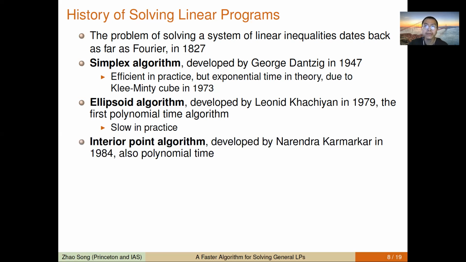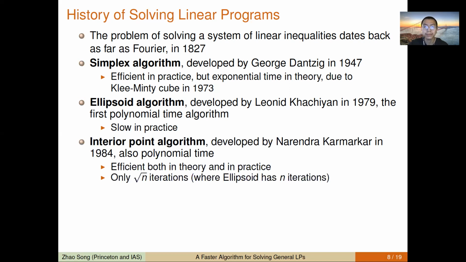In 1984, Karmarkar proposed such an algorithm called the interior point method. This algorithm has good performance in both theory and practice. Another advantage compared to the ellipsoid method is that this algorithm only takes root n iterations. However, the ellipsoid method takes n iterations.